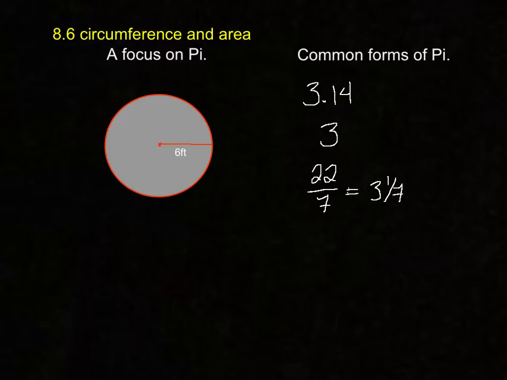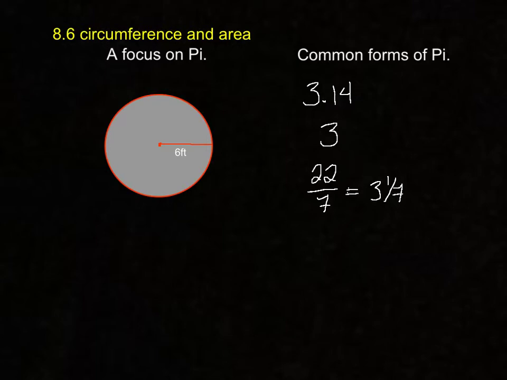Another reason we might use 22/7 is if we have some form of a multiple of 7. So our radius is 7, 14, 21. Something that is a multiple of 7 would be good to use with 22/7 because they would cancel each other out. You'd be able to reduce and cross factor and so on.